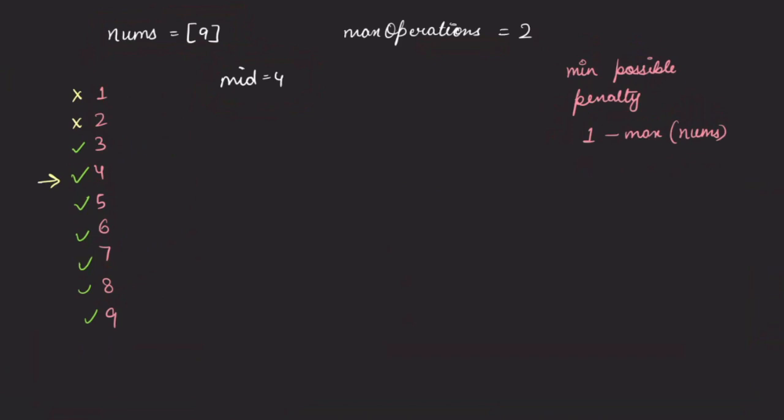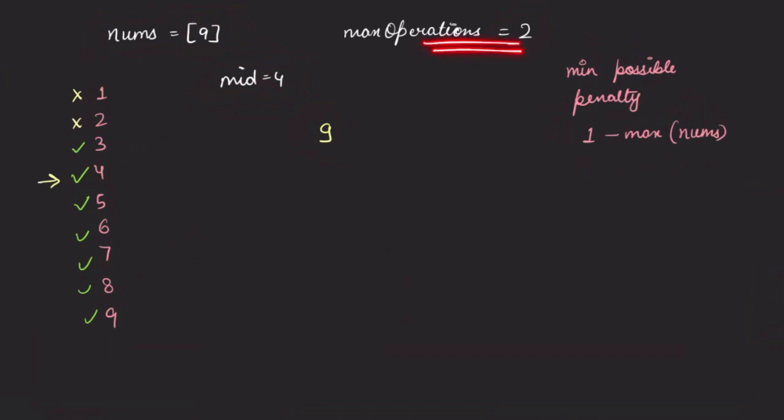So if those total operations are greater than the max operations, then that means it is not possible, right? Otherwise, if they are less than or equal to the max operations, then that means for this mid it is possible, right? So how to identify how many operations it is going to take? So see, I have a bag which has the number of balls as 9. I want to split it into some number of bags such that each bag contains the number of balls less than or equal to 4, right?